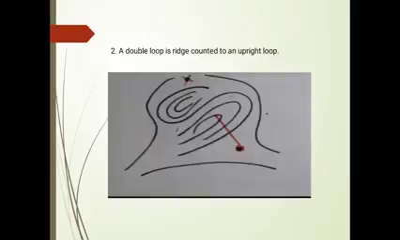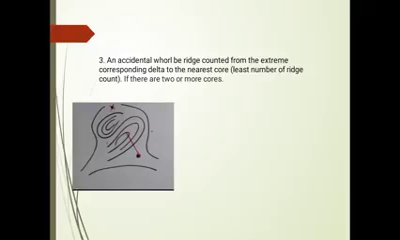A double loop is ridge counted to an upright loop. Given in the picture, there is a double loop whirl. One is downward and another one is upright. If you encounter this kind of fingerprint pattern in the final classification, you should choose the upright loop. Then locate the core and proceed to ridge counting.